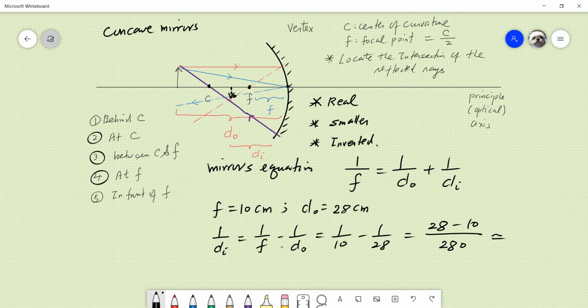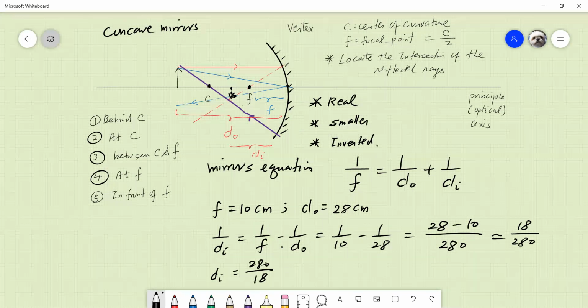So therefore, what is DI? Don't forget to flip it around. So you flip it around, and it will be 280 divided by 18, which is 15.56, or you can just write 15.6. Is this location approximately 15.6?